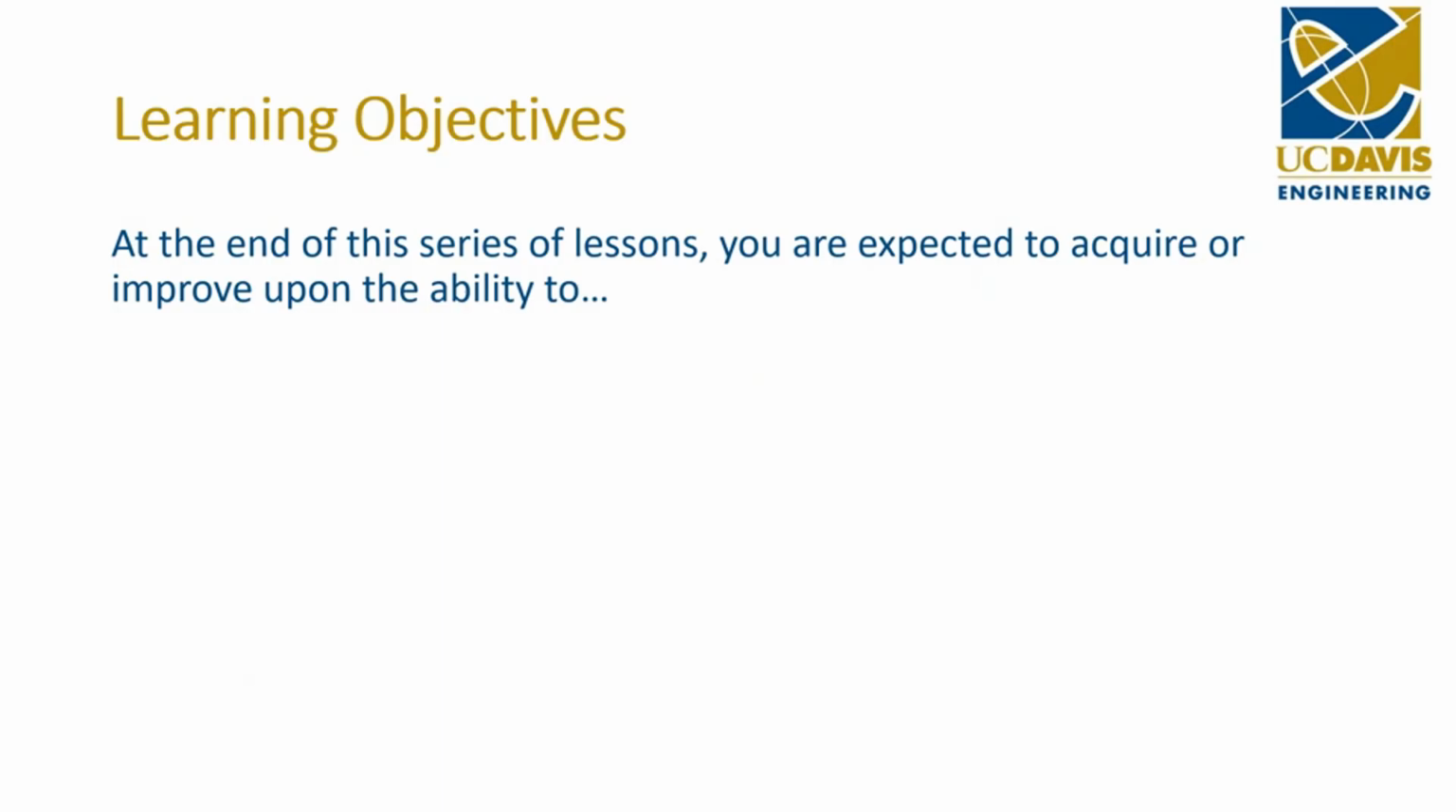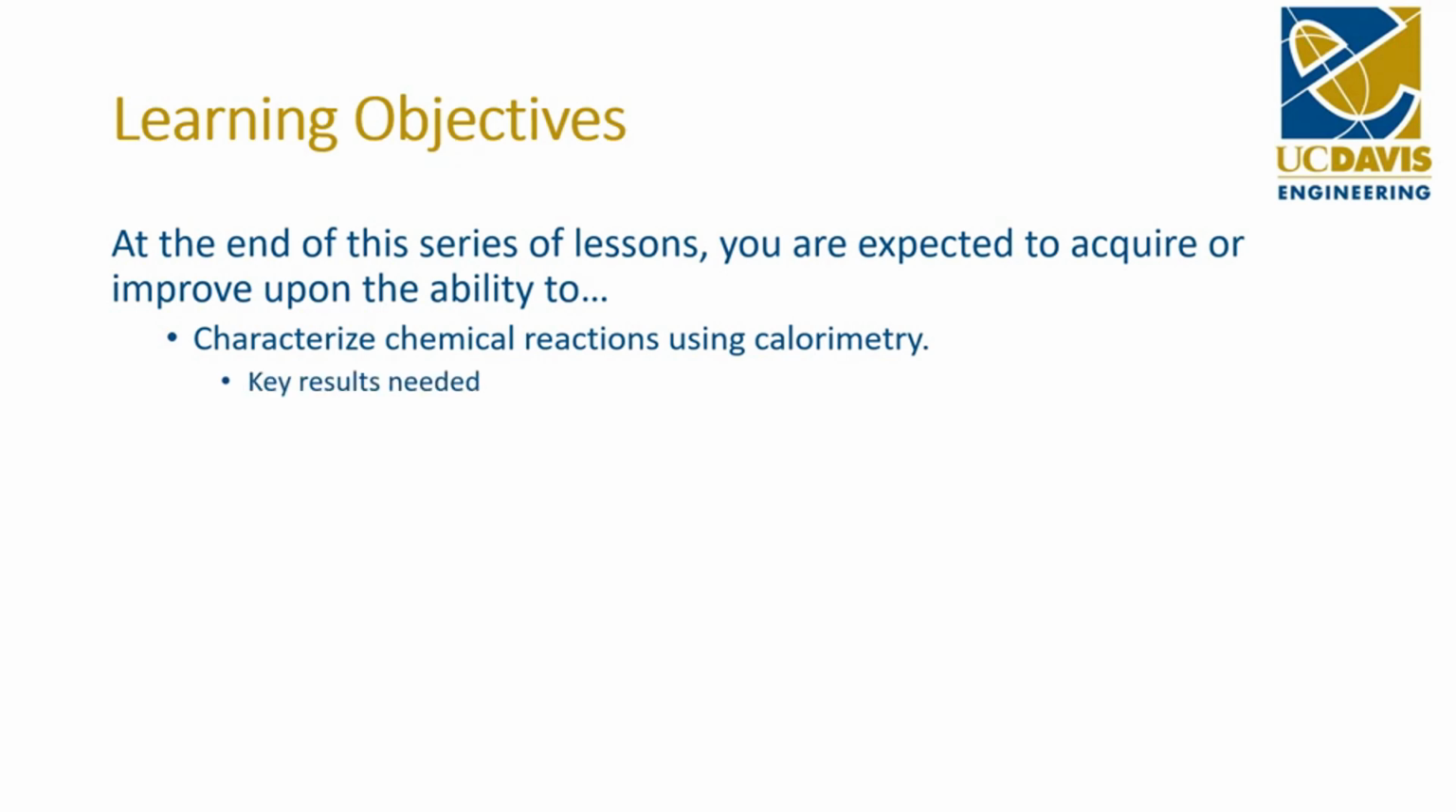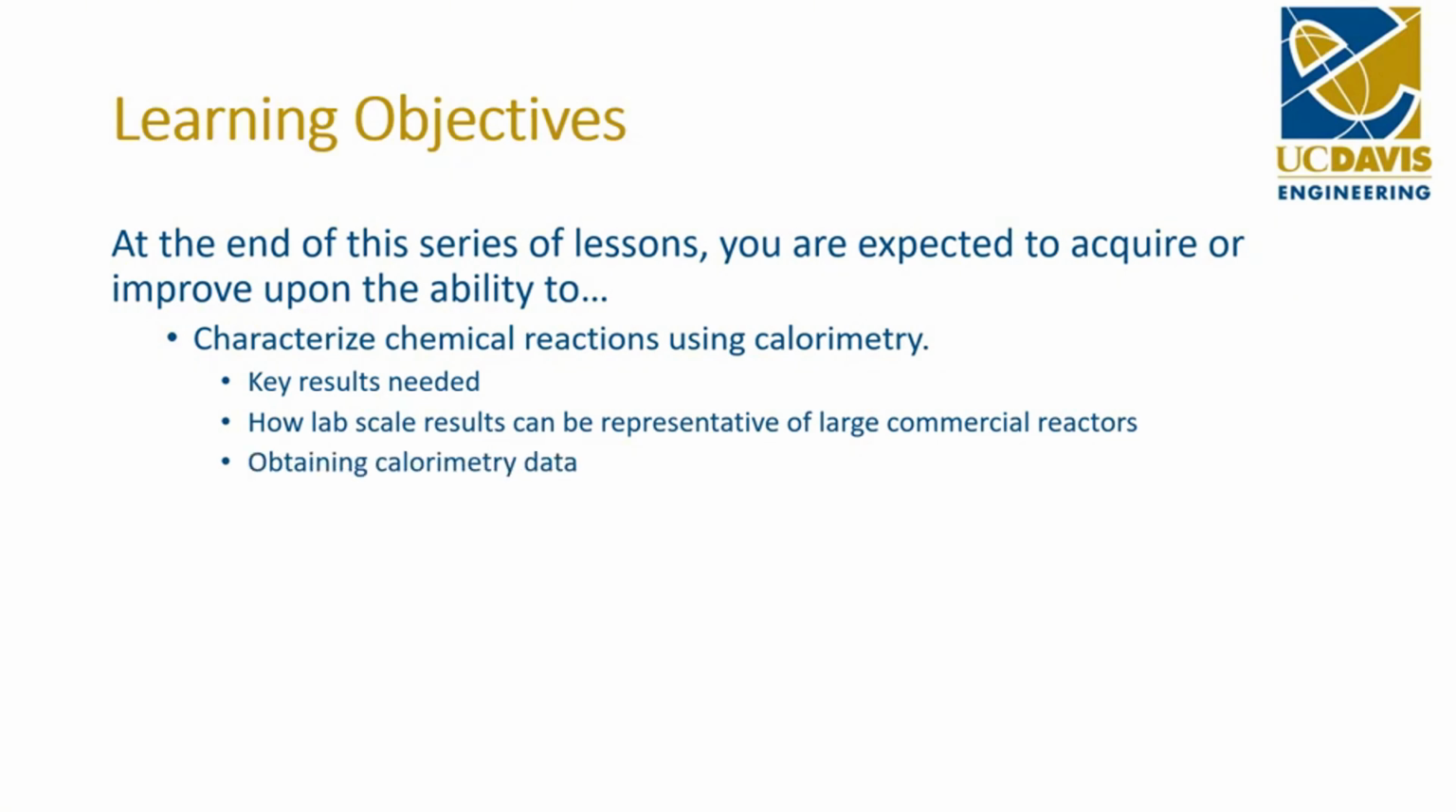In this next series of lessons, you are expected to acquire or improve upon the ability to characterize chemical reactions using calorimetry. Within this overall objective, you will learn about the key results that are needed in calorimetry studies, how lab-scale results can be representative of large commercial reactors, how to obtain calorimetry data, and how to analyze calorimetry data.